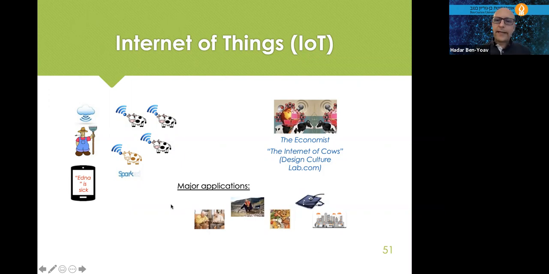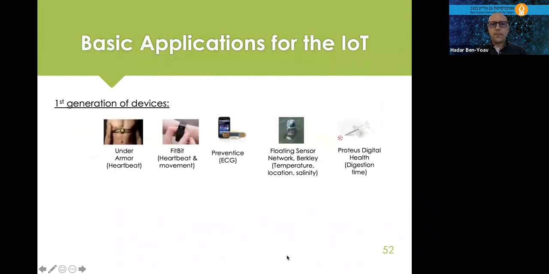It's been used for different applications, also for geriatric monitoring, environmental monitoring, food monitoring, medical applications, and also smart cities. The first generation of these kinds of sensors was, for example, measuring physiological responses such as heartbeat, you know, the Fitbit and the EKG, but also temperature, you know, in the sea.